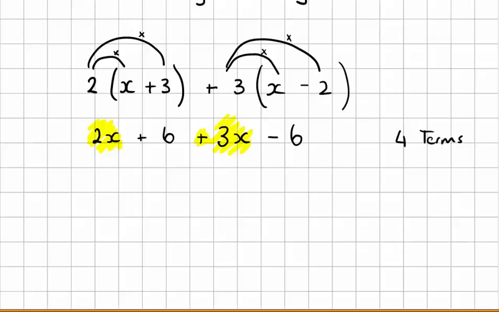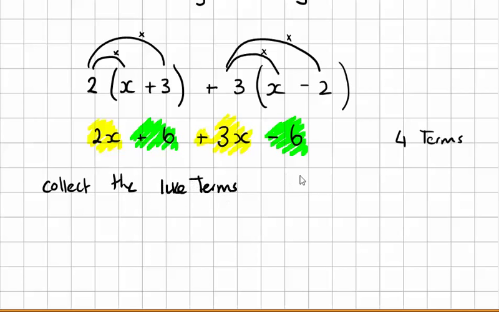And then we have a different type where terms have no letters, just numbers, and we take the signs in front. What we can do is collect the like terms together. Now, you won't necessarily do this next bit, but I'm just going to rewrite it, collecting the like terms. So it becomes 2x plus 3x plus 6 minus 6.